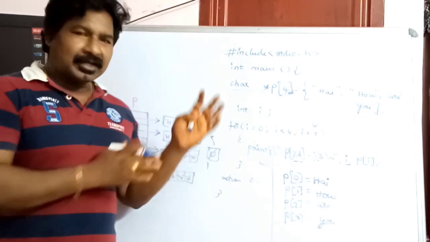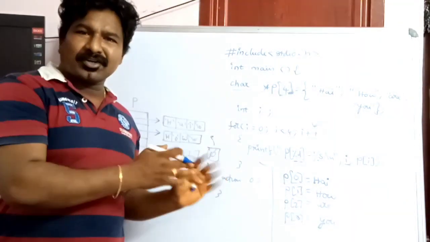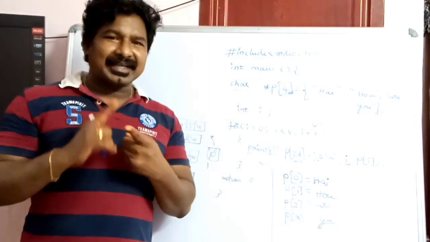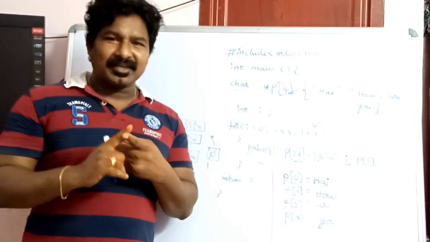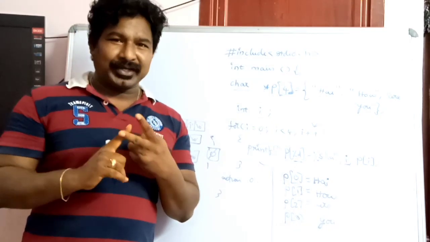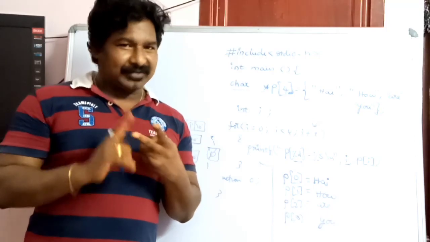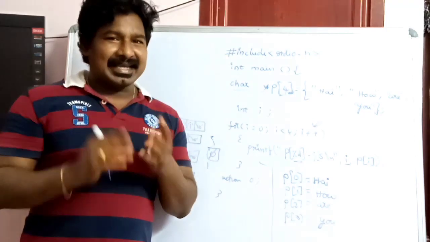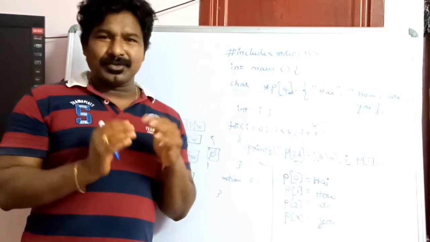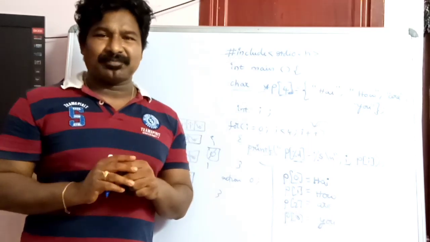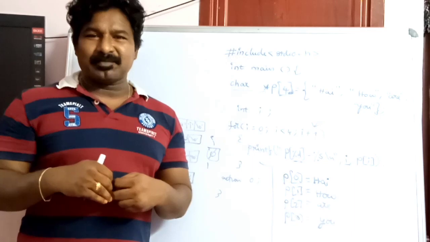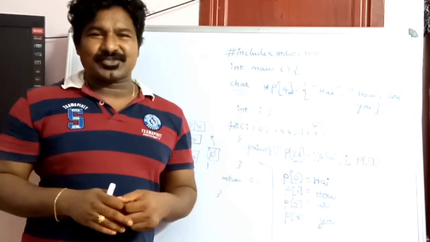Okay friends, so the total summary of this concept is: you can use character pointers to create strings, you can use character pointers to return strings from functions, and you can use an array of character pointers to point to different strings and access them. So this is the relation between pointers and strings.